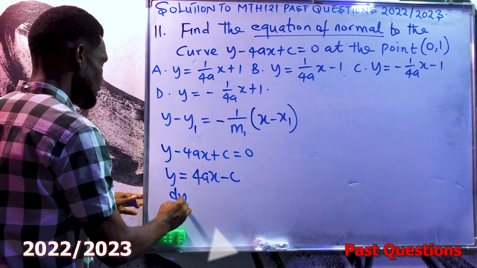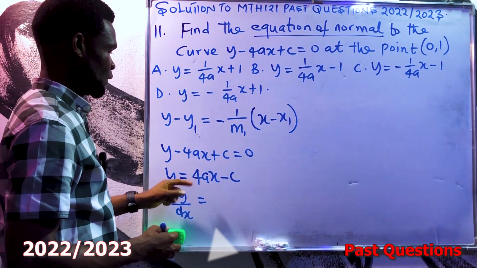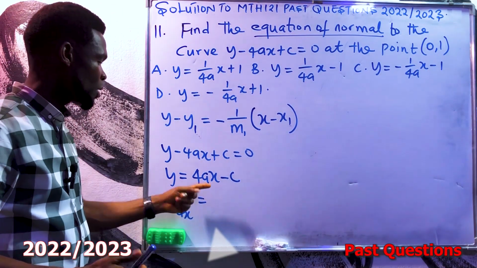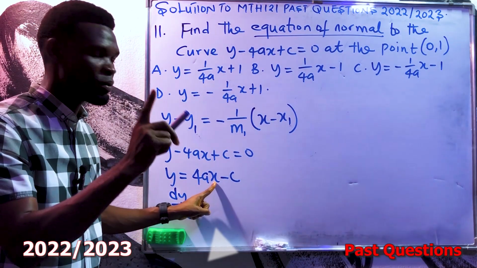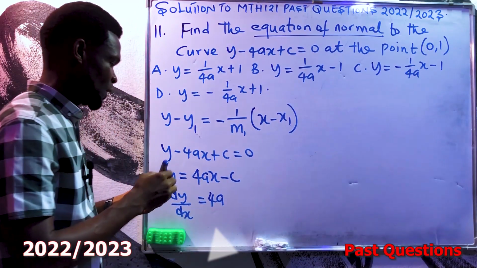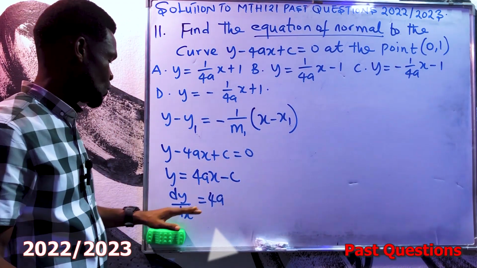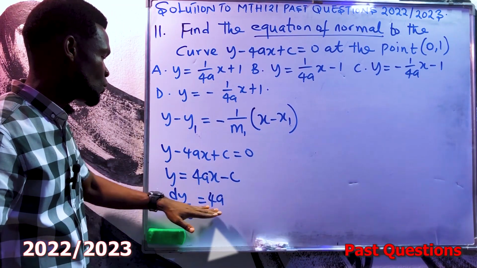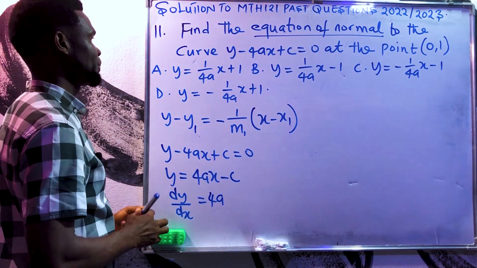From here, I can differentiate. I now have that dy/dx equals, what is the derivative of 4ax? Don't forget, you're differentiating with respect to the variable x, so the derivative of x is 1. 1 times 4a is 4a. The minus c is just a constant, and the derivative of a constant is 0. So dy/dx of this curve is equal to 4a. We are done with that.